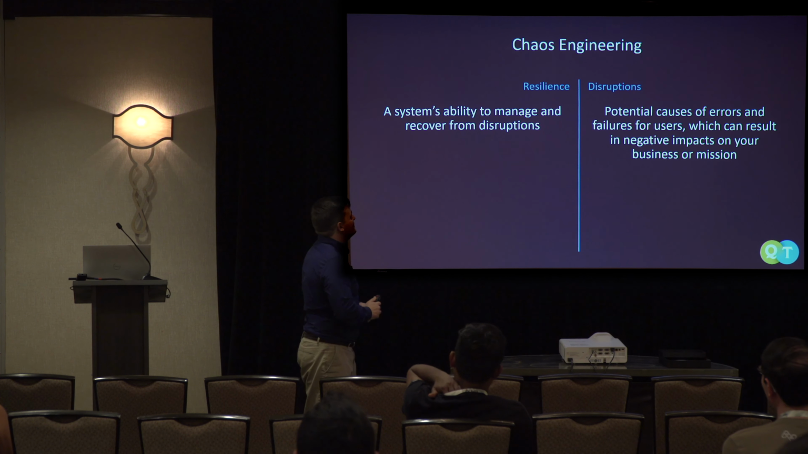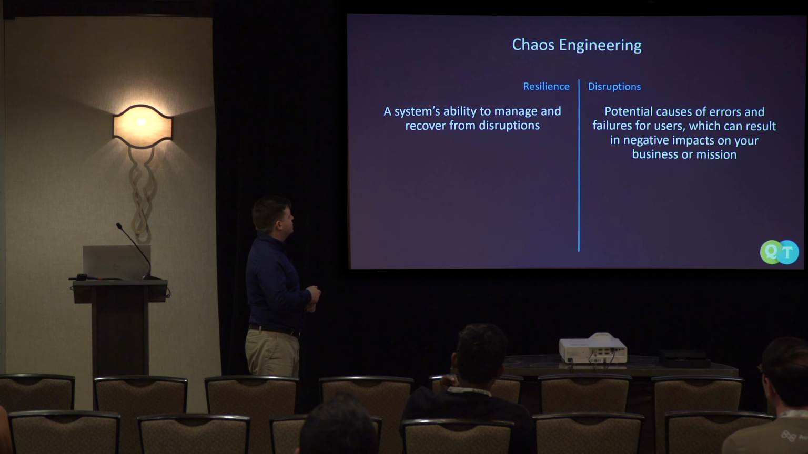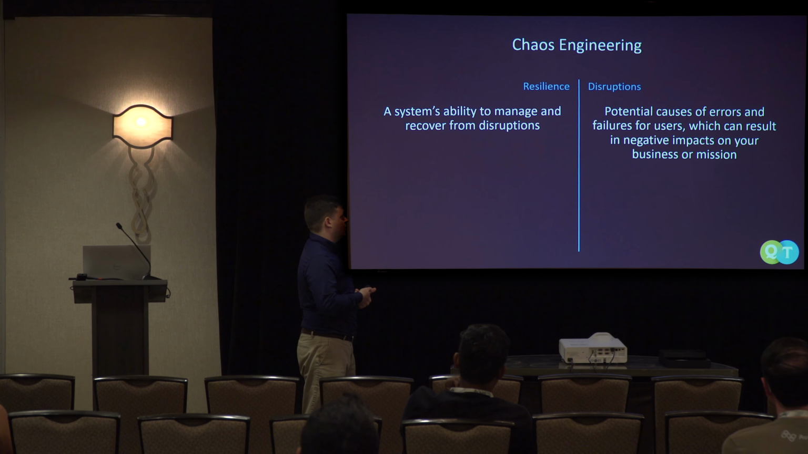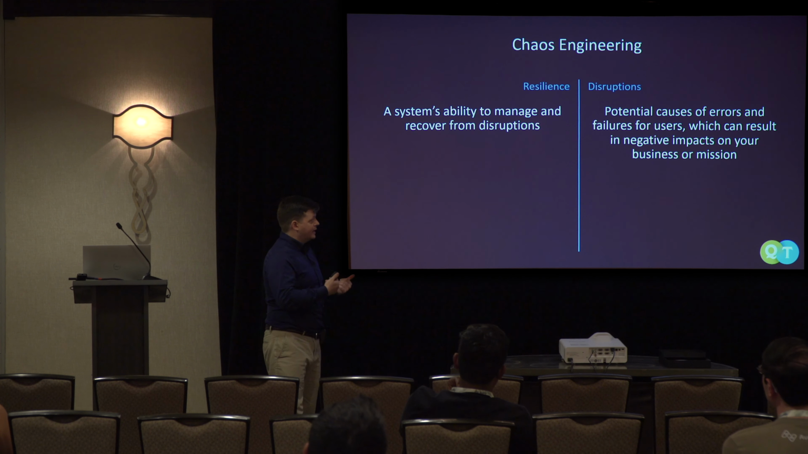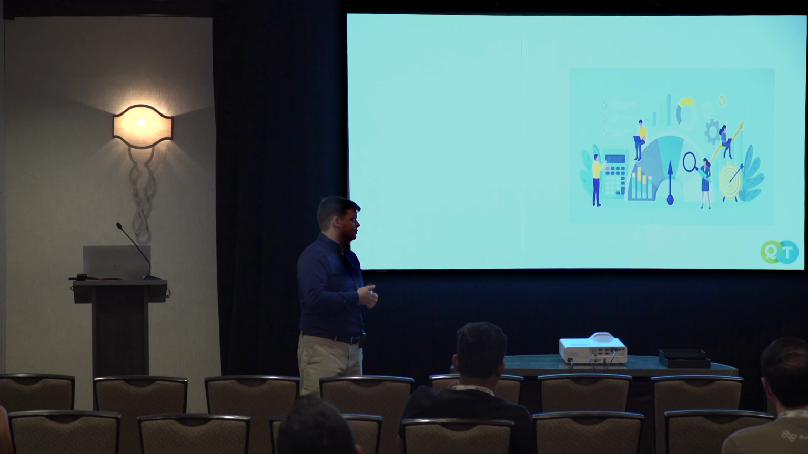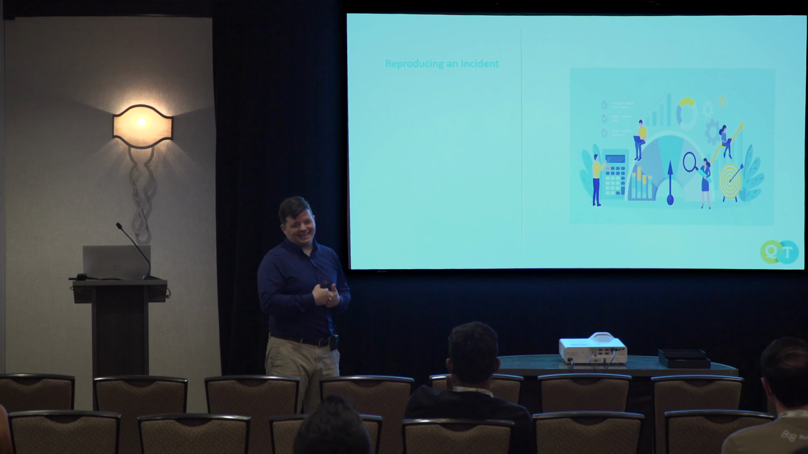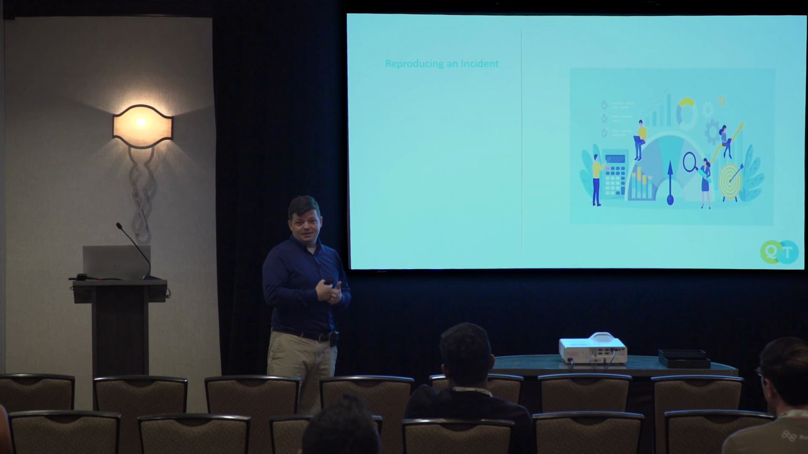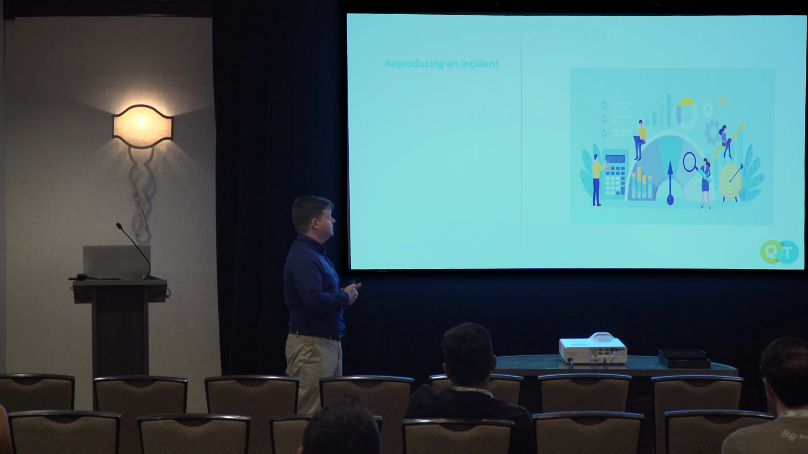Okay. So you're looking to figure out how resilient your system is, how it can manage and recover from these disruptions, and the disruptions are those potential causes for failures for users, which can result in negative impacts. Some things you want to do: maybe build test cases to actually reproduce an incident. If your system goes down because Cosmos DB is offline, it's probably time to write a test so that you can test that again later and put it in your test suite.